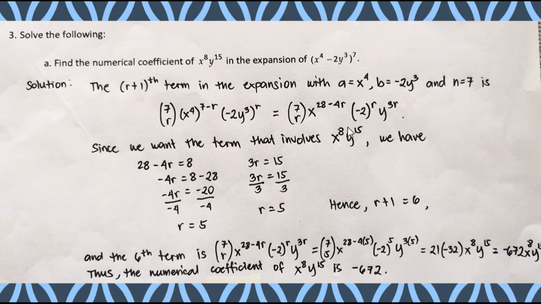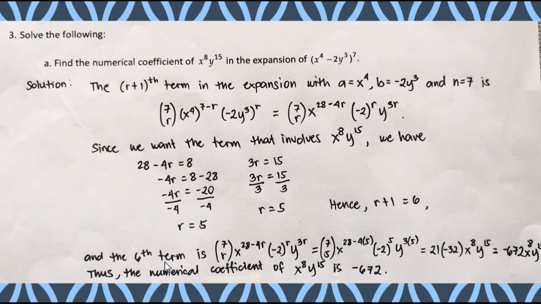Sa pikas pod, since dapat maka-arrive ta at 15, 3r man na atong y. So 3r is equal to 15. Then we divide both sides by 3, so mo na 5r jud. Hence, r plus 1 is equal to 6. Okay? So, ang atong term, ang 6th term. Kay 5 man ato ang r, no? Plus 1 man na ang atong term. So, ika-6th term na to siya.